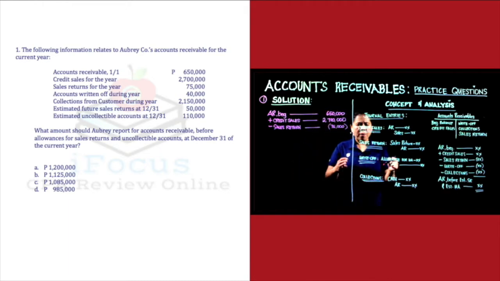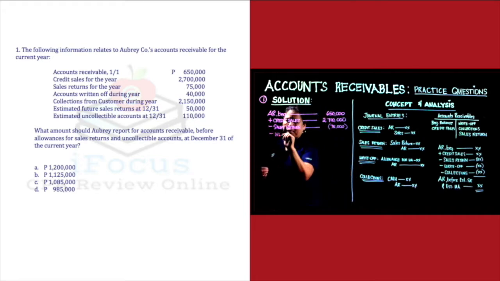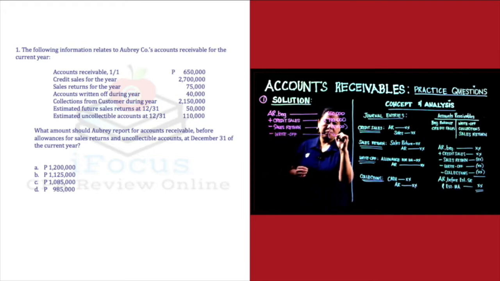Then another item is accounts written off during the year, 40,000. So sa write-off, ang entry natin is debit to allowance for uncollectible accounts and credit to accounts receivable. So nag-credit tayo na accounts receivable, ang effect niya sa ating T account, so minus yan. Alright? So we are going to minus our write-off, amounting to 40,000.